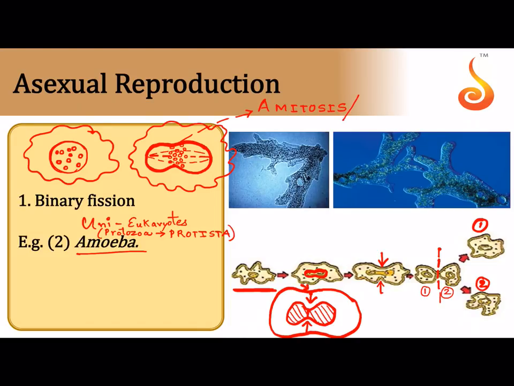or direct cell division. We also call amitosis closed mitosis. Why do we call it closed mitosis? Because the chromosomes are dividing inside the nucleus. The nuclear membrane is not disappearing.